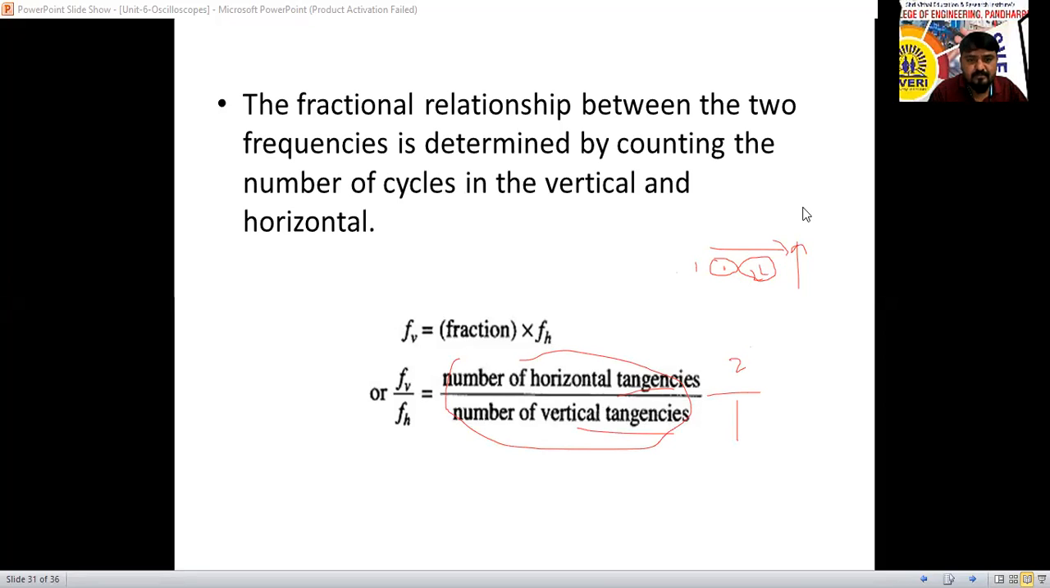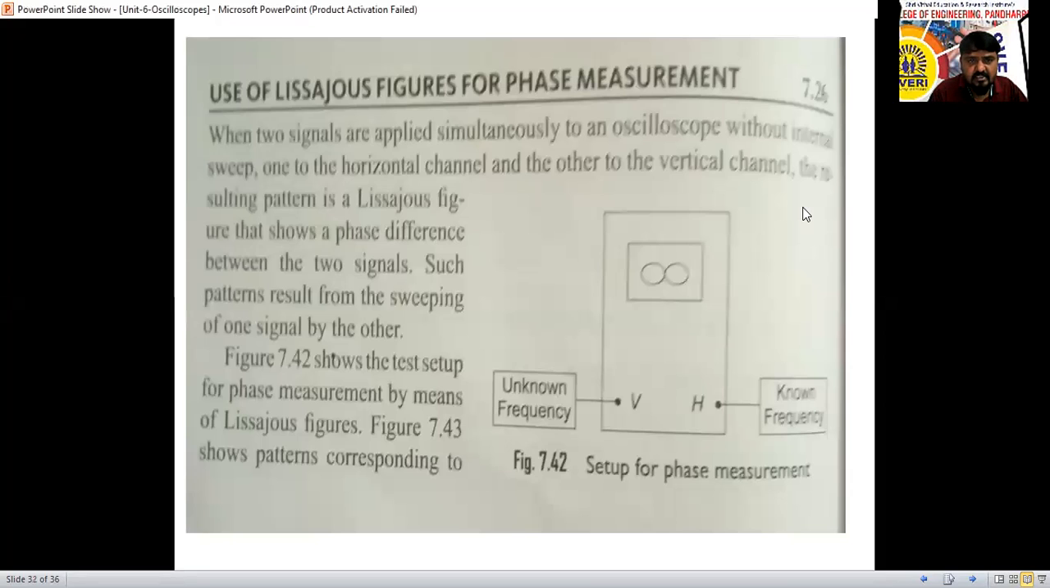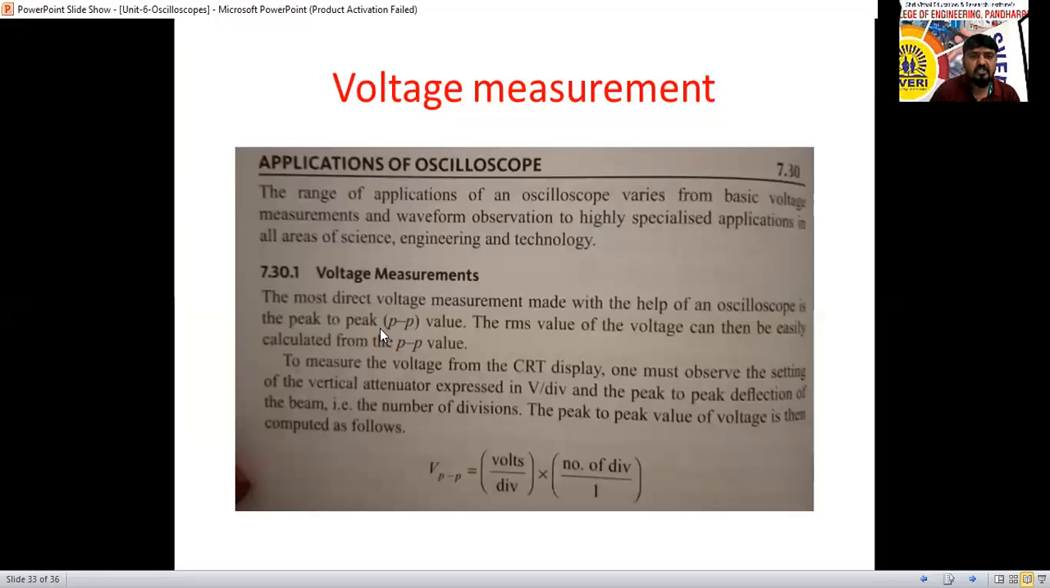So next one. Same diagram once again it is repeated. See here, whatever I have explained just now, that diagram I have added here. Next we will go for the measurement of voltage here now. How we can measure the voltage for the DSO here now.